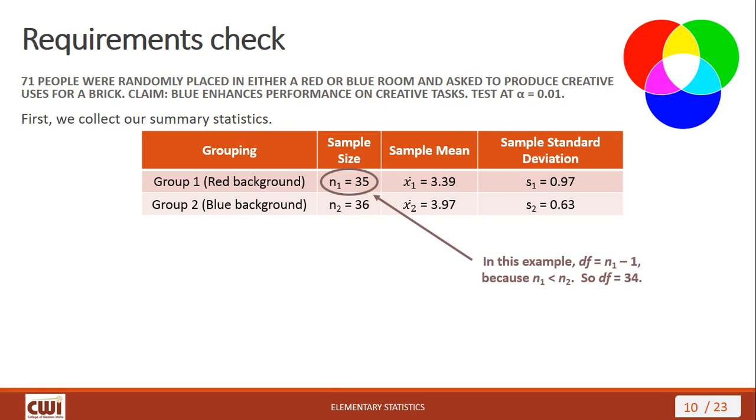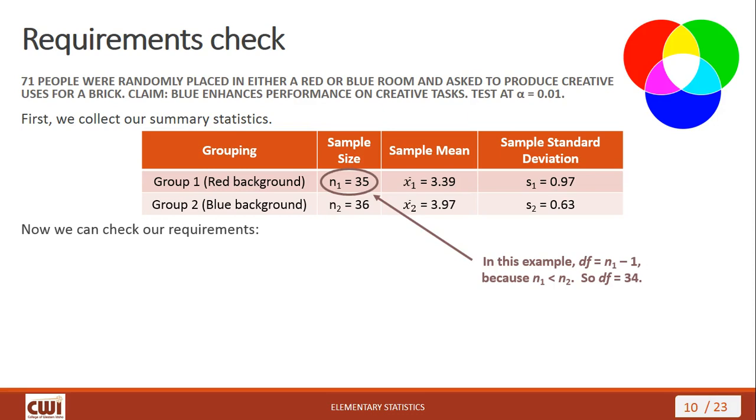For my degrees of freedom, I'm going to take the sample size of 35 and subtract 1. And I'm taking the 35 because that's the lower of the two. I have 35 and 36. So I take the lower of the two, subtract 1, and that's my degrees of freedom. So here I'm going to have 34 degrees of freedom.